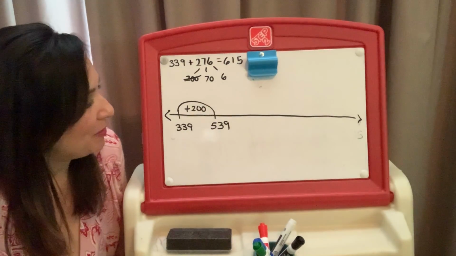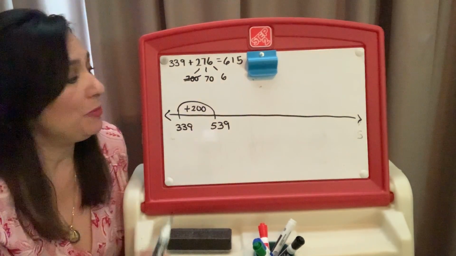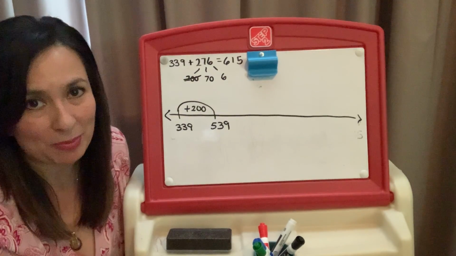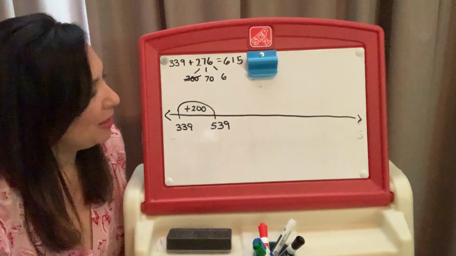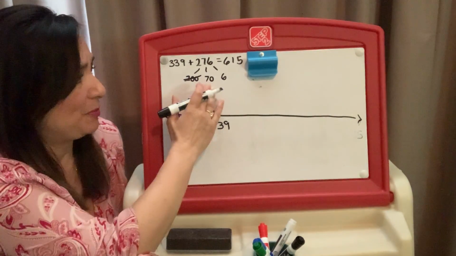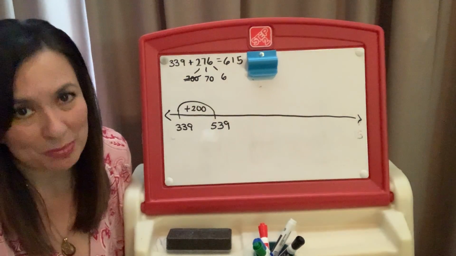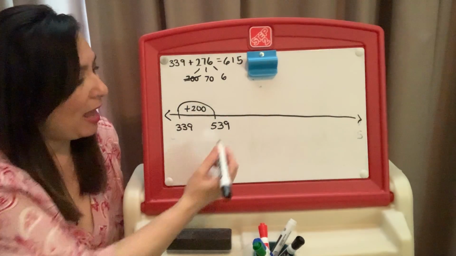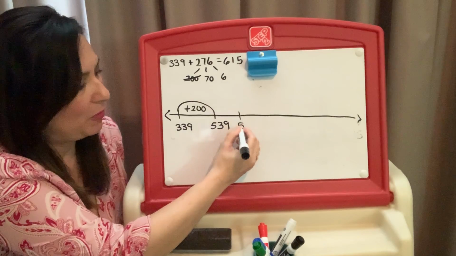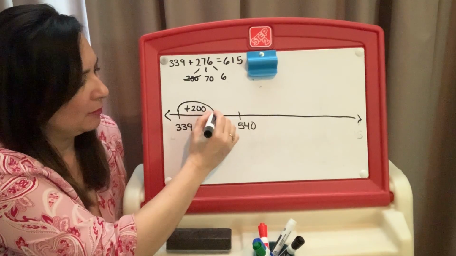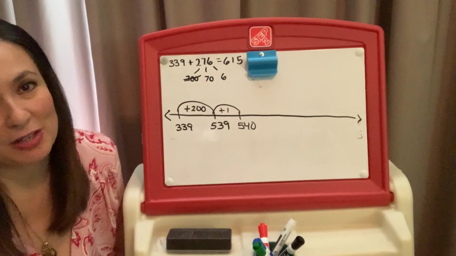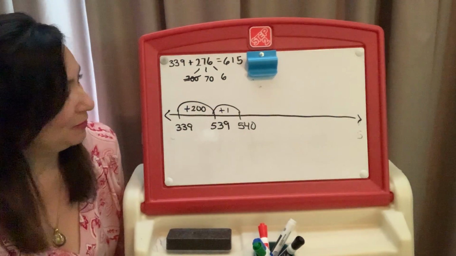I wanted to show you something. I wanted to show you that you can bridge to 10 in the beginning or the middle or the end of your problem if it makes sense to bridge to 10. So this time, since I'm at 539 and I have to jump 70, I'm going to bridge to 10 right now. I'm going to bridge to the next 10, which is 540. And that is just a jump of plus 1, okay?